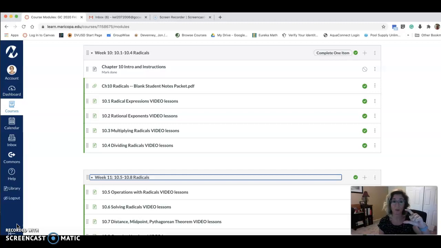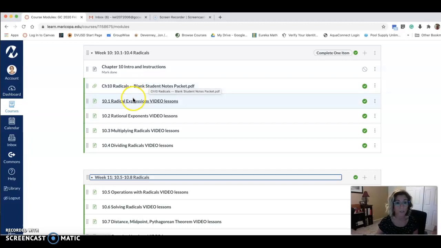So for the first week of chapter 10, you're going to cover sections 10.1 through 10.4, taking your pretest, doing your homework, and taking your retakes over those four sections. You'll see that the chapter 10 blank notes packet actually includes all sections. So you'll print it out now at the very beginning of chapter 10. You'll watch the videos and fill in the notes throughout, and then you'll submit it at the end of week 2 when you're finished with all of chapter 10.